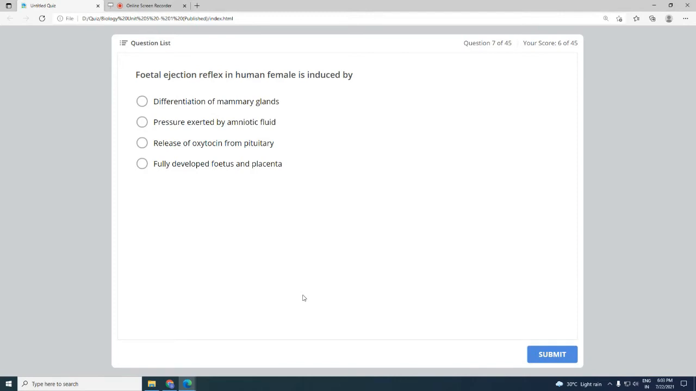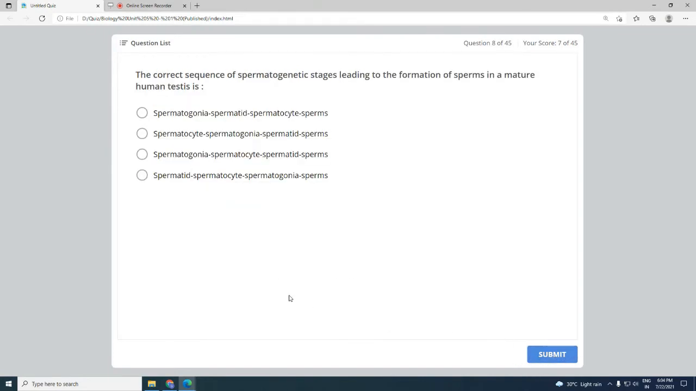Seventh question. Foetal ejection reflex in the human female is induced by differentiation of the mammary glands, pressure exerted by the amniotic fluid, release of oxytocin from the pituitary, fully developed foetus and the placenta. Which is the right answer? For the seventh question, option D, that is fully developed foetus and placenta, is the right answer. Next one.